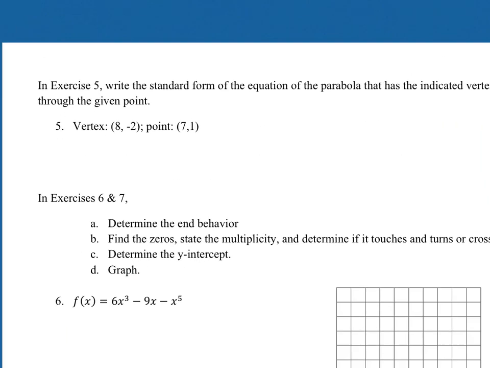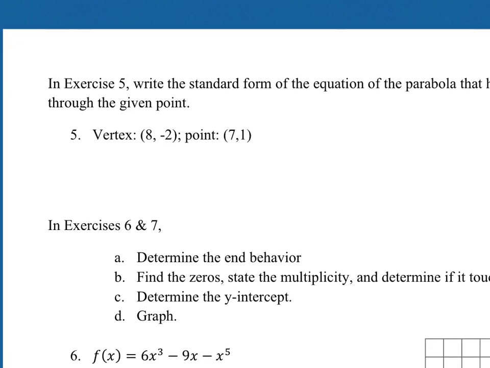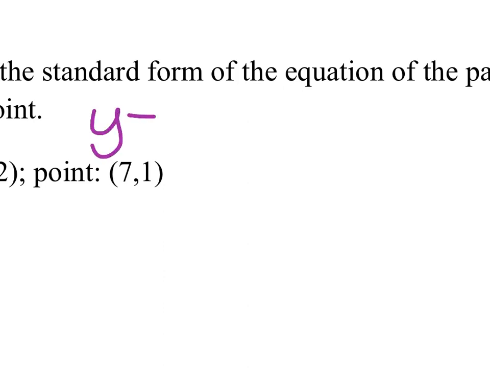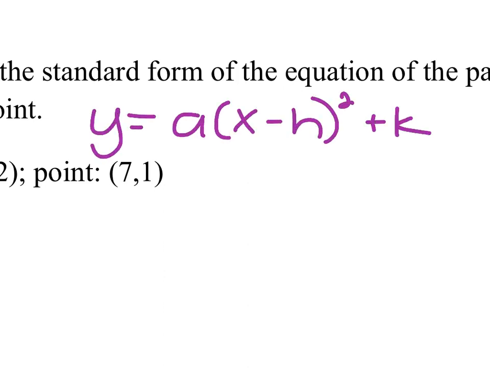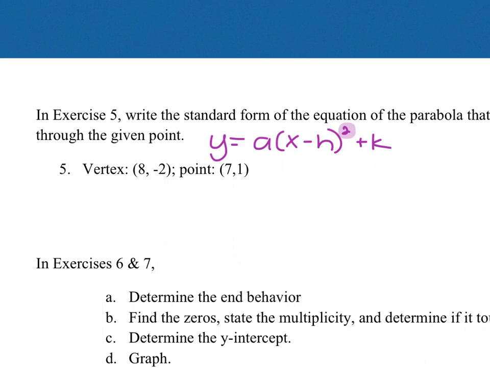Okay, the next one was still from 2(1), which is the standard form of an equation. So this is where you need y equals a times (x minus h) squared. Don't forget the squared, plus k. These should be super easy. All you're doing is plugging in the vertex as your h and your k, and the point as your x and your y. You'll solve for a, and then you'll take just the a, the h, and the k, and you'll plug it back in.